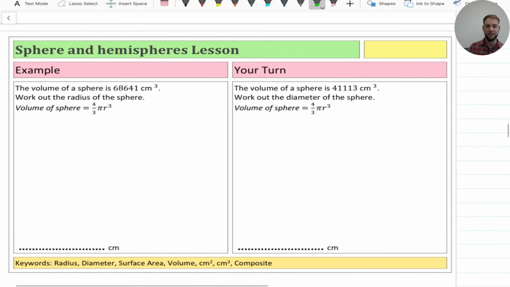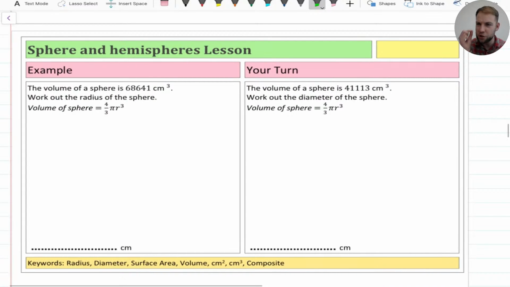So this is a very classic question. And these ones here, they don't usually come up exactly like this, but they will come up as part of a harder question. So this one here is example 5, I believe. And it says that the volume of a sphere is 68,641. Work out the radius of the sphere. Now this one here is working backwards, isn't it?